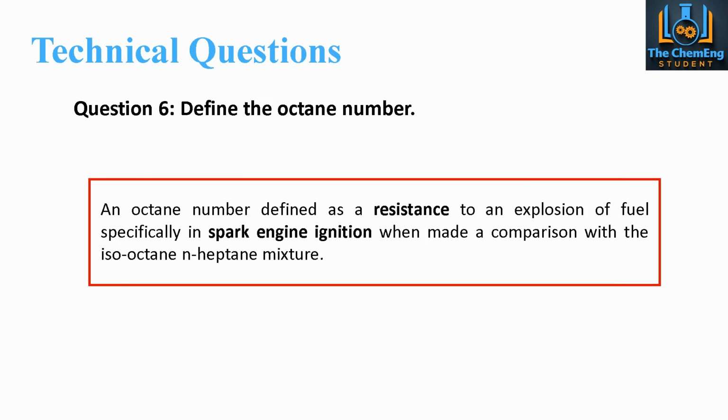So when we make a comparison between the isooctane and the n-heptane mixture, what we mean by that is the higher the octane number, the more efficiently the fuel will burn. So high performance vehicles tend to have fuel with a higher octane value, i.e. we have a higher ratio between the isooctane and the n-heptane mixtures.